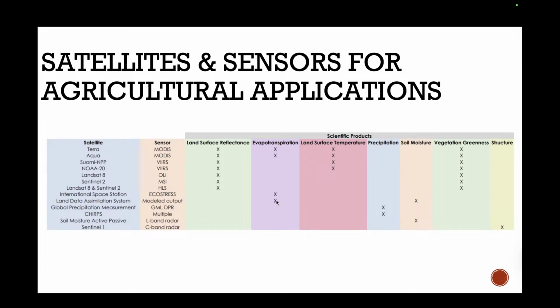Evapotranspiration and land surface temperature we find from these sensors. If you check, first MODIS, then MODIS, VIIRS, OLI. This type of sensor provides land surface temperature. Precipitation is provided by the Global Precipitation Measurement and also CHIRPS. So these sensors provide you precipitation and soil moisture. If you check, basically this sensor and this sensor provide the soil moisture satellite data.